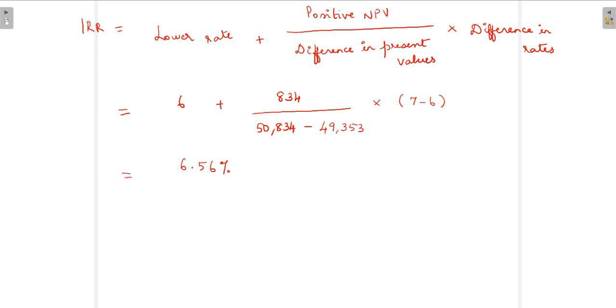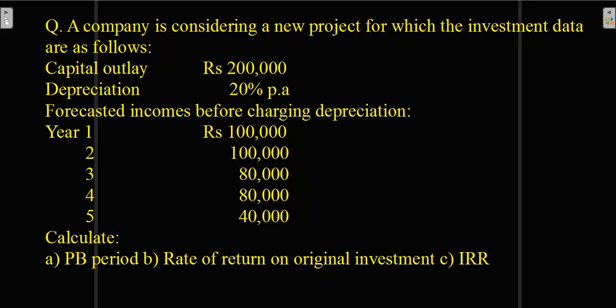Now let's see one more problem. Here a company is considering a project that costs 2 lakhs, depreciation is 20%. Forecasted incomes before charging depreciation are as follows. They are asking us to calculate the payback period method, the rate of return on original investment, nothing but your ARR, and they are also asking us to calculate IRR.